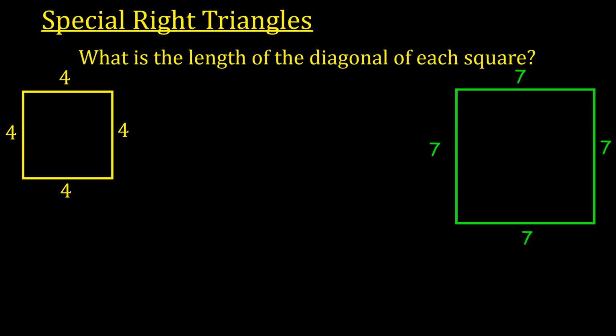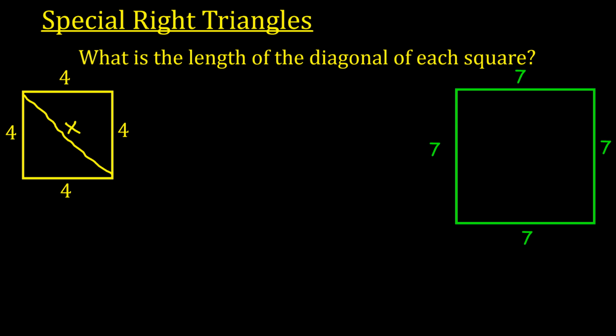So this video is going to be about special right triangles, and we'll talk about what that means in a little bit. But I've got a couple of quick questions here. The first one says, or they're both the same, what's the length of the diagonal of each of these squares? What I mean by that is this diagonal line, how long is that thing?